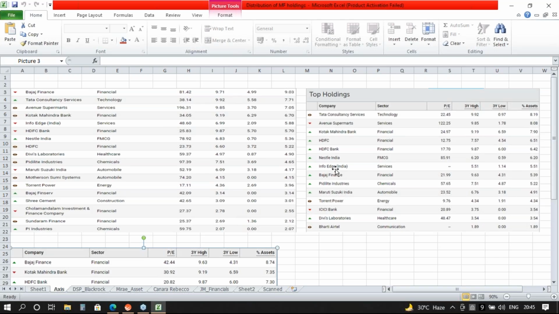Earlier, where was Bajaj Finance? Bajaj Finance was somewhere on the 8th position, but they have rocketed up straight away from 5% holdings, 5.39, to almost double, 9.03 holdings. Yes or no, everyone? I'm talking about Axis. Correct or not correct?